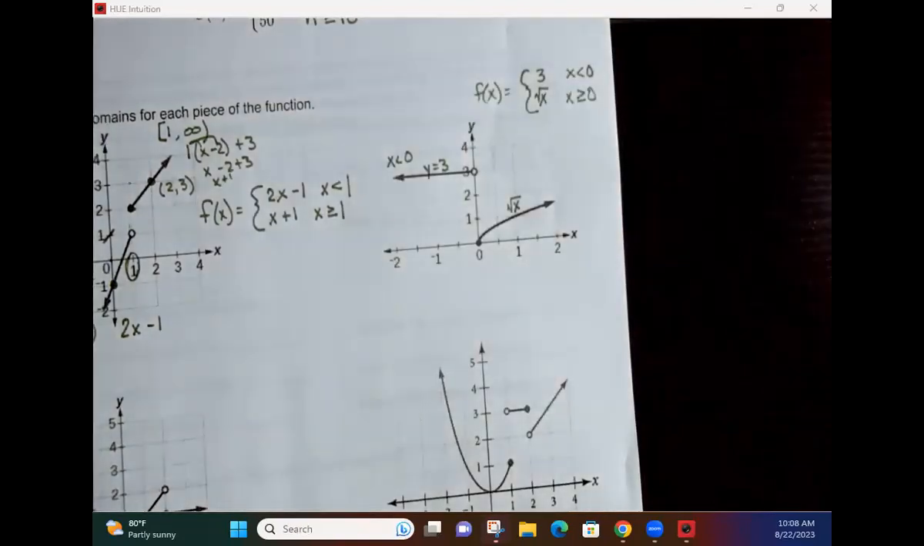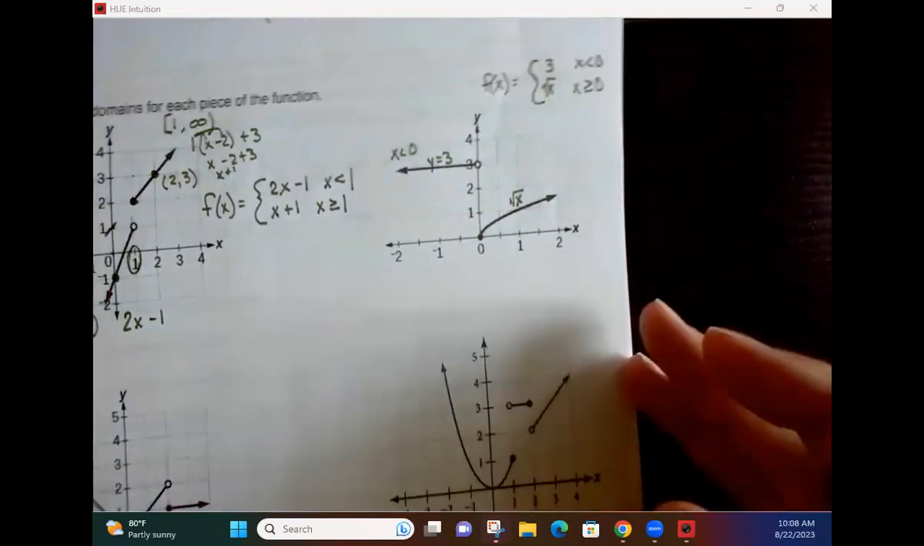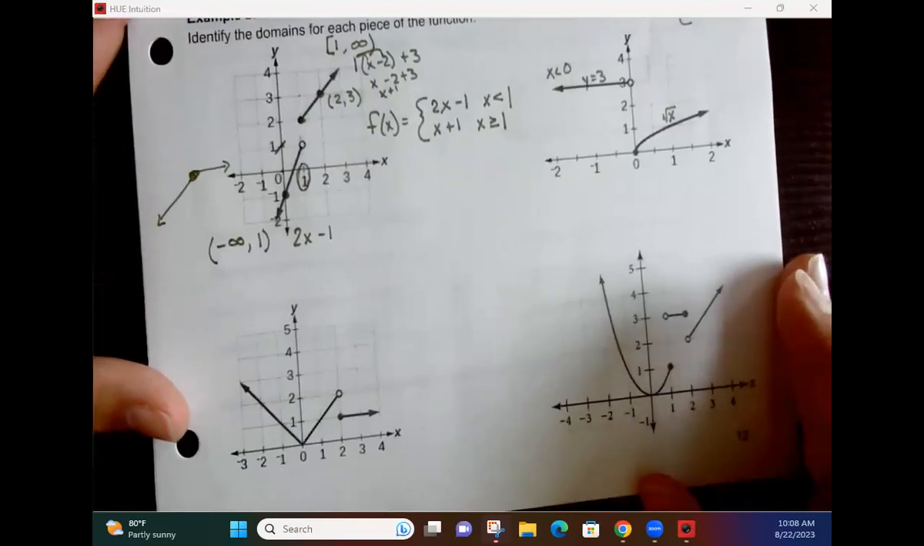Not too bad so far? Okay. Let's take a look at our next example.